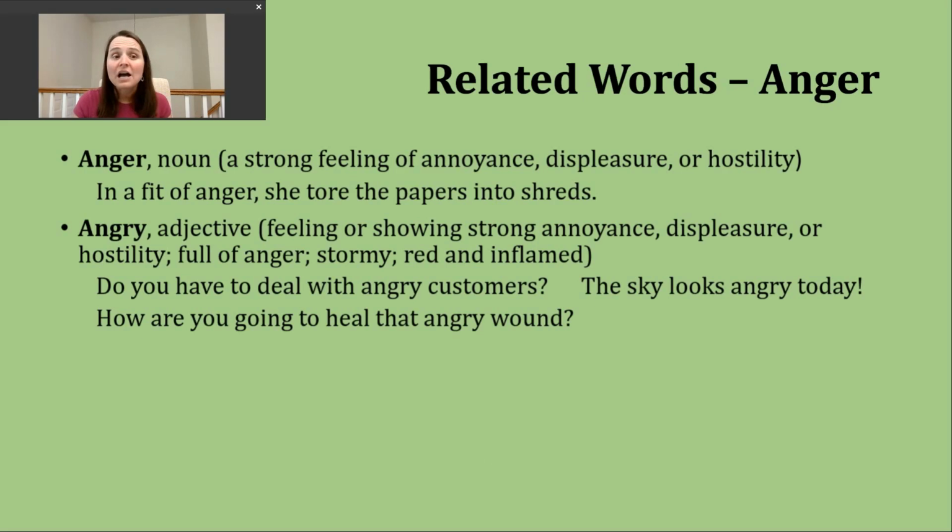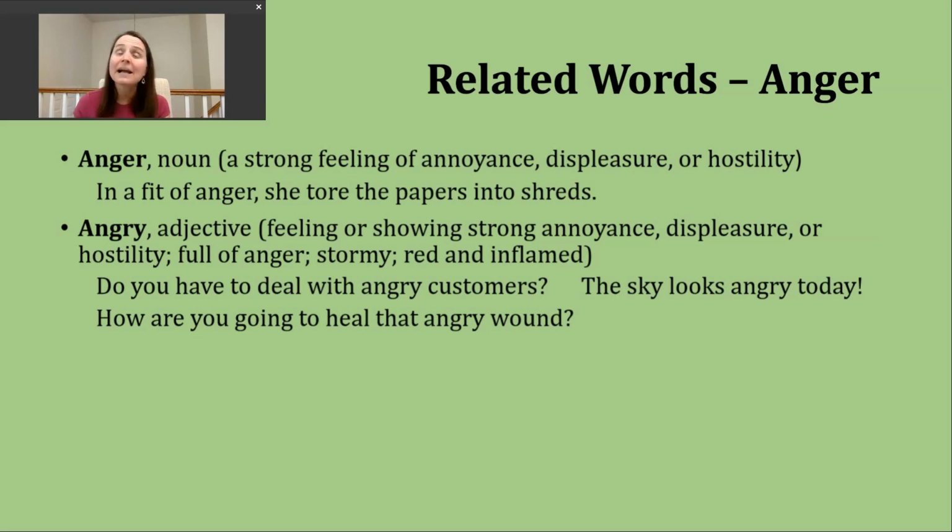Another word you might hear is the adjective angry. This can be used in a couple different ways. The first ties back to our noun and our verb meanings here. So anytime we're feeling or showing strong annoyance, displeasure, or hostility. So an example of this, we might ask someone at their job, do you have to deal with angry customers? So customers who are annoyed, displeased, or hostile.